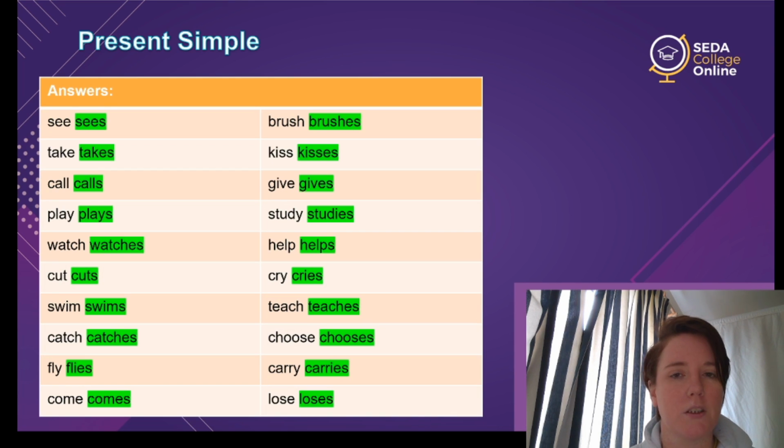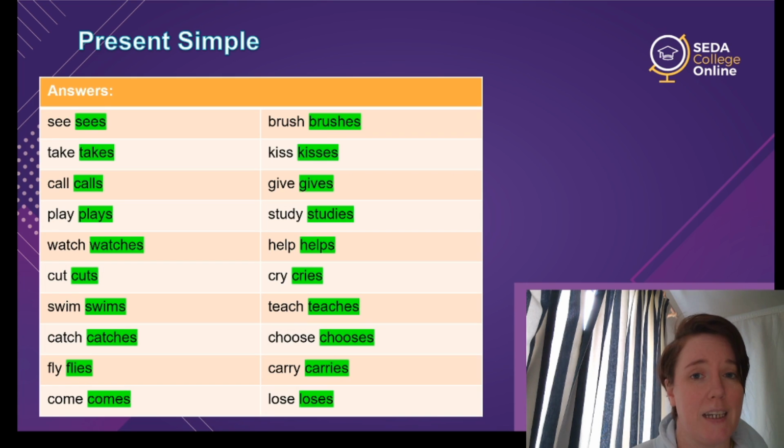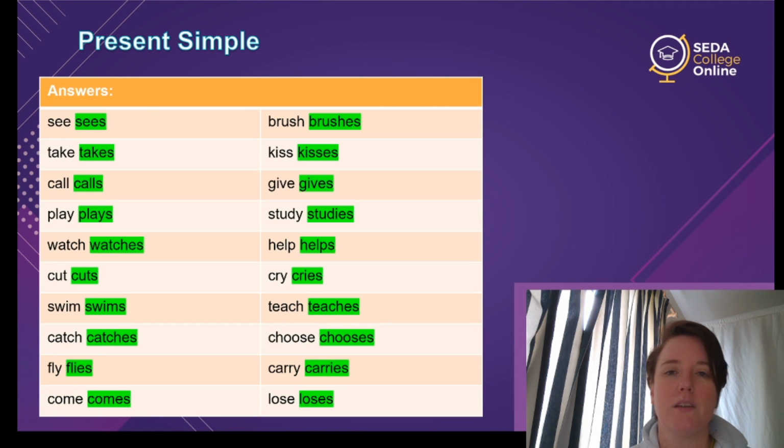Watch becomes watches, CH, we only add ES. Cut becomes cuts. Swim becomes swims. Catch becomes catches. Fly, there's a Y here, okay? So we have to get rid of the Y and we just put IES. Come, comes, only add S because there's an E at the end of this verb. Brush, now brush ends in SH, so again, it's like the CH. SH becomes ES, so brushes.